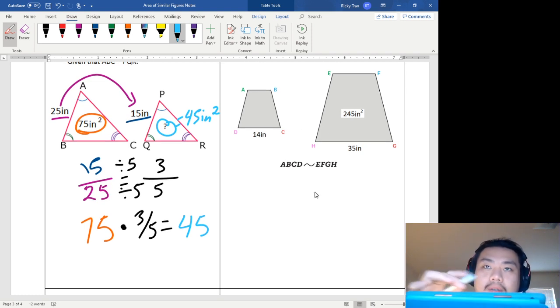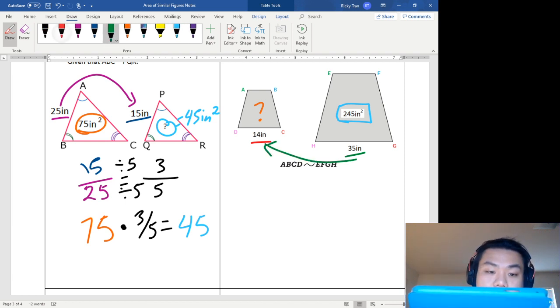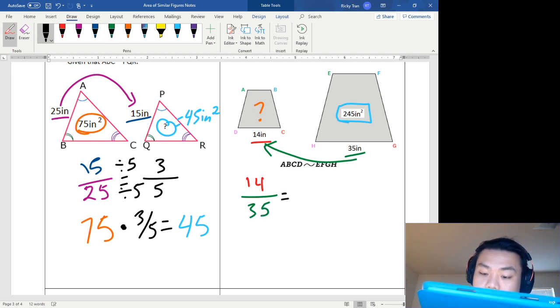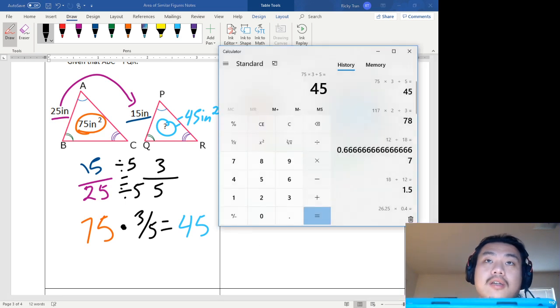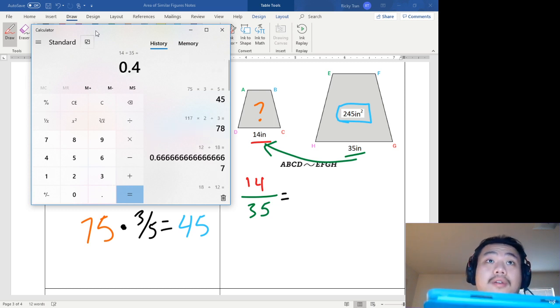All right. We have 14. We have 35. This is what we're missing. And we have this here. So this is going to be big to small. All right, so it's going to be 14 over 35, which is equal to, it's not going to be a whole number, so I'm just going to put it in the calculator. 14 over 35, 0.4.